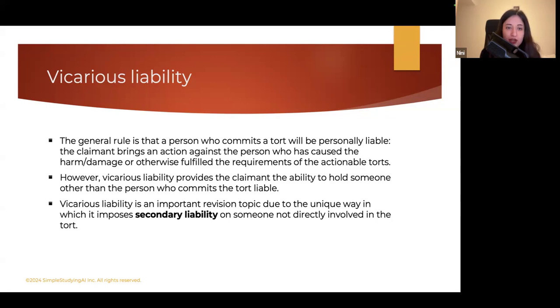And it will be the employer, not just because the company has more money than the employee, but also because it's actually mandatory for employers to have employers' liability insurance. So if the company gets sued, even if they don't have money to pay, there will be insurance which will be liable for payment. However, vicarious liability provides the claimant the ability to hold someone other than the person who commits the tort liable. Vicarious liability is an important revision topic due to the unique way it imposes secondary liability on someone not directly involved in the tort. So it's a very important area of law that you should revise.